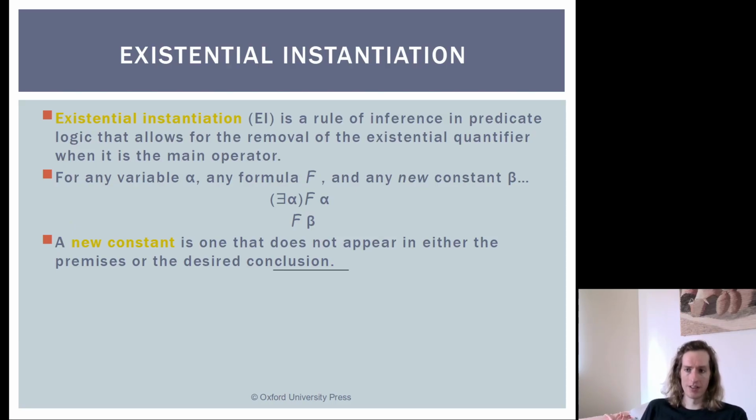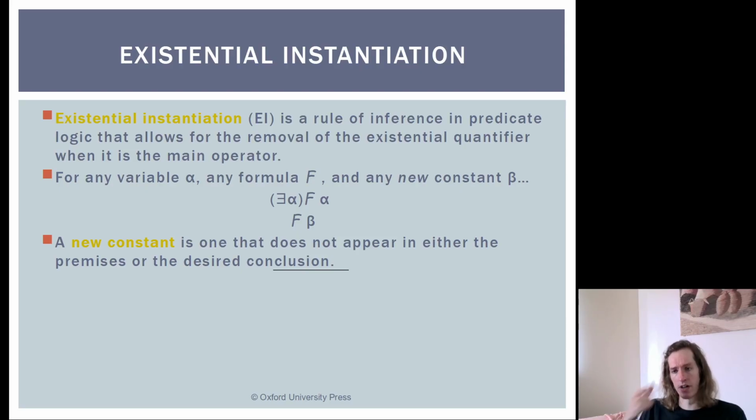So existential instantiation is going to be more limited than universal instantiation. Existential instantiation is a rule of inference in predicate logic that allows for the removal of the existential quantifier when it is the main operator. Just like with universal instantiation, when we have a universally quantified formula, we want to get the quantifier off of there so that we just get the parts into our proof and then we can manipulate and move them around. We can also do that with existentially quantified formulas, but it's more restricted.